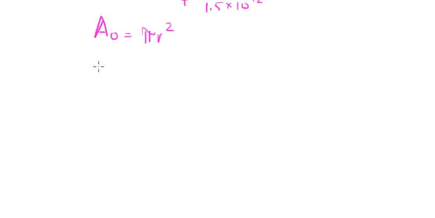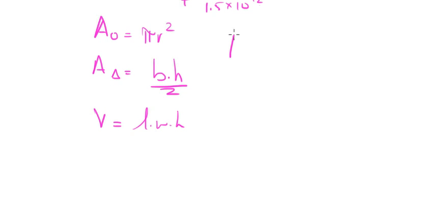The next thing I should write down, I don't know if you need to know it or not, but it'd be good to know this just in case. Area of a triangle is what? Base times height divided by 2, yep. And what is the formula for volume? Length times width times height. What is the area of a rectangle? Length times width. Area of a circle we got. Triangle, volume.